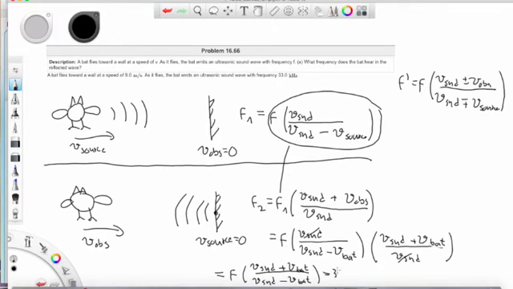The original frequency was 33,000 Hertz. V sound is 343 meters per second. The velocity of the bat, 9 meters per second. So we have 343 meters per second minus 9 meters per second. And this equals about 34,800 Hertz.